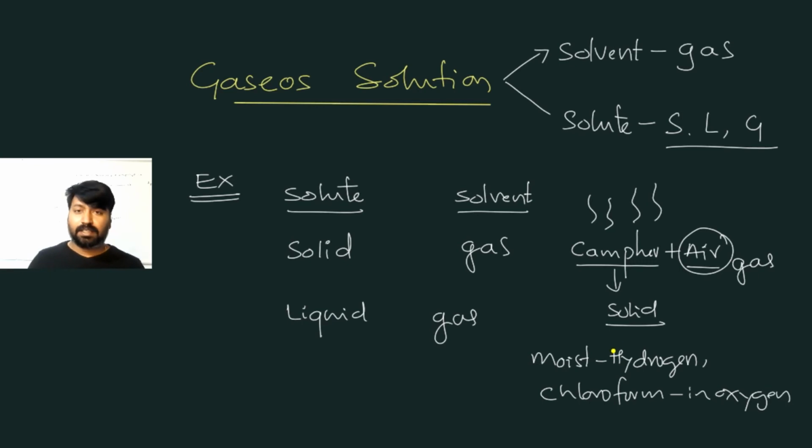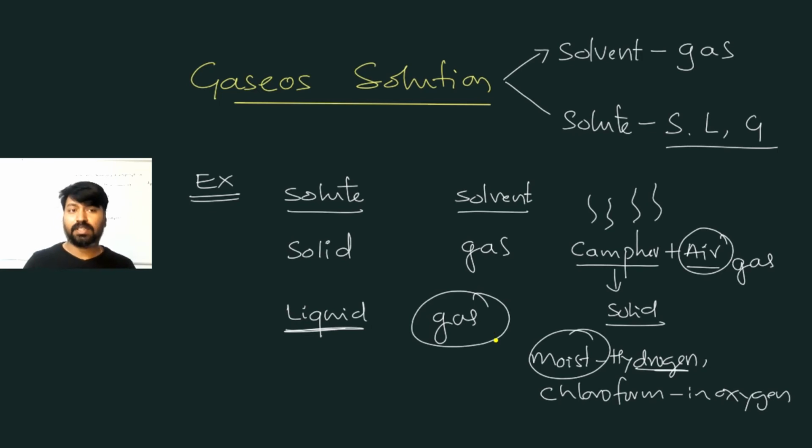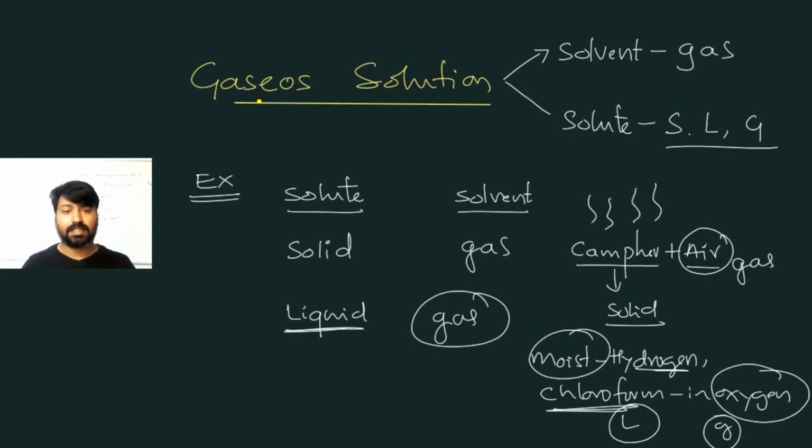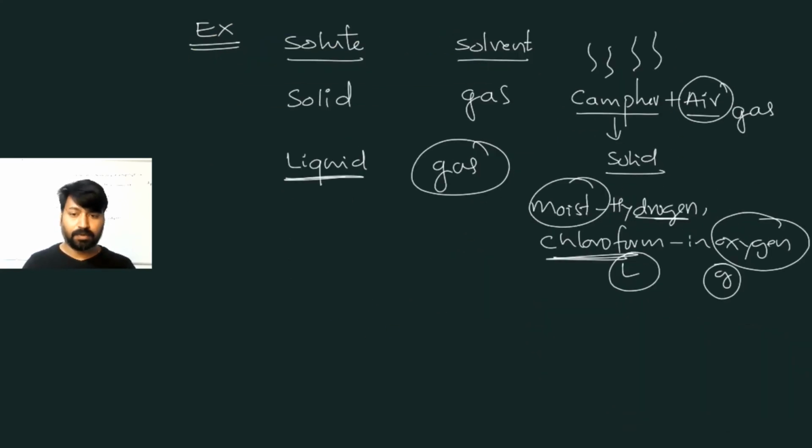See, if hydrogen gas is there, and that hydrogen gas is mixed with water vapor, right? So water vapor is what? Here the liquid, and hydrogen is present in the form of gas. So a liquid is dissolved in a gas. Now chloroform, how does it exist? It is a liquid, and this liquid is dissolved in oxygen. Hope you understood this. That is known as a gaseous solution, where the liquid is the solute and the solvent is gas.